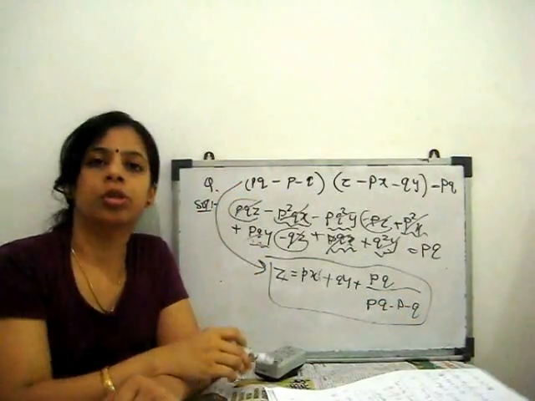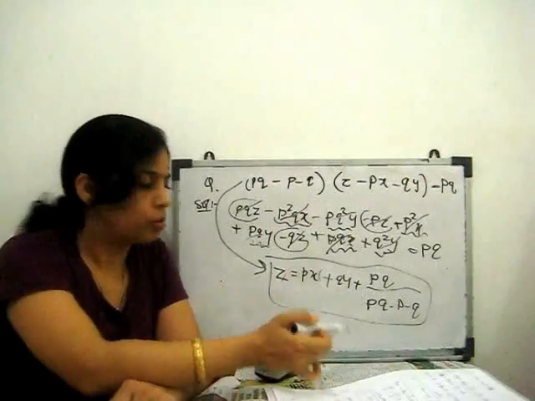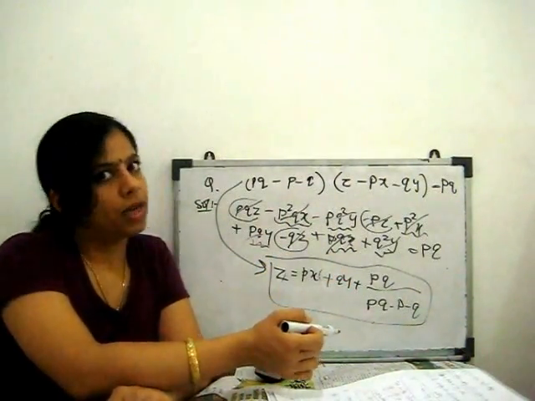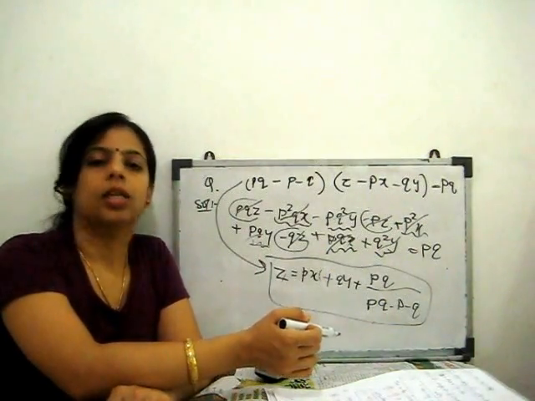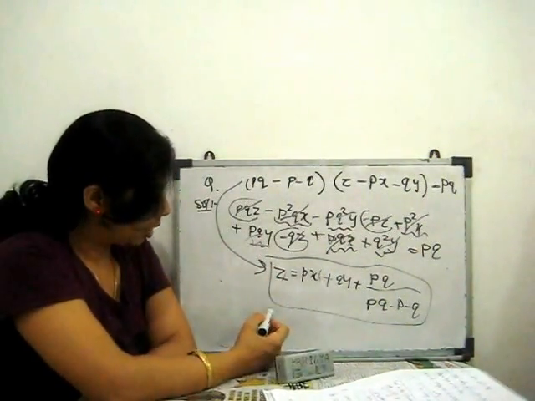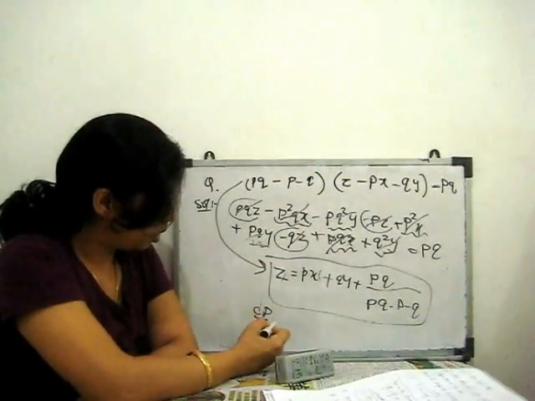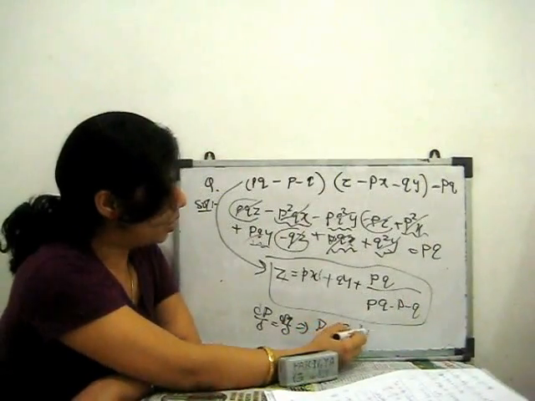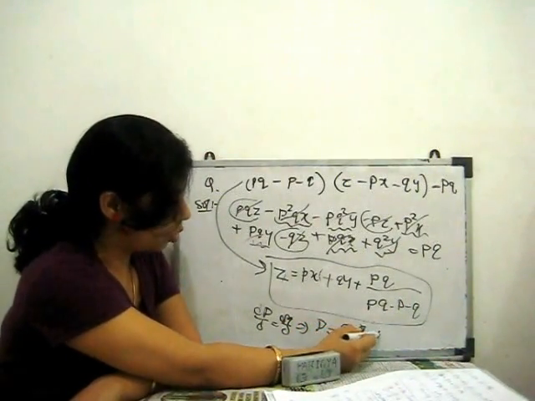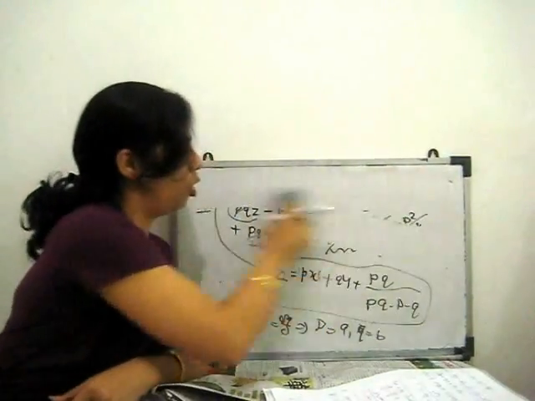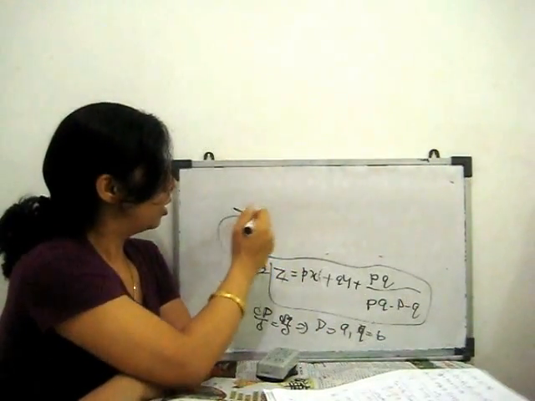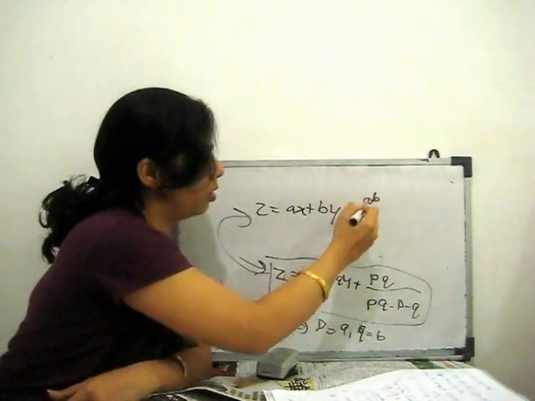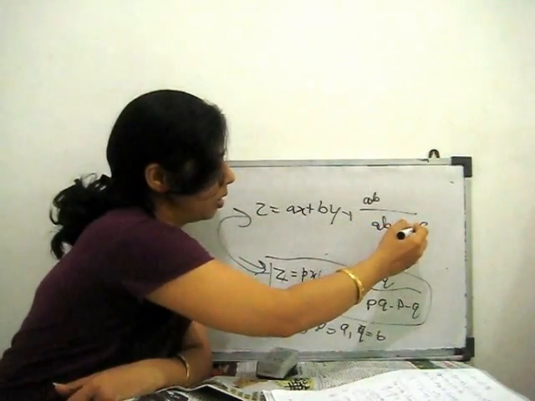See, the same question we rearrange into Clairaut's form: z equal to px plus qy plus a function of p, q. Now we directly say this is the given equation in Clairaut's form, hence by Charpit's auxiliary equations we can say dp upon 0, dq upon 0 gives p equal to constant a, q equal to constant b. Hence the complete, or required, solution is z equal to ax plus by plus ab upon ab minus a minus b.